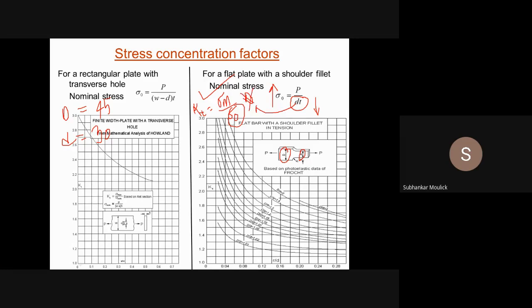So it is load divided by cross sectional area. Area for a rectangle is what? Width into thickness. Width is small d into thickness is t. So first of all, let us find the value of KT. In order to find the value of KT from this diagram, I need two things. First, I need the value of capital D by small d. Capital D is 45, small d is 30. Find what capital D by small d is.